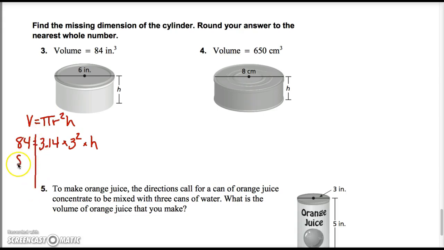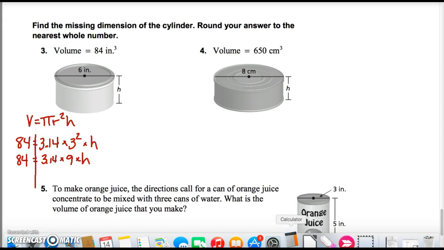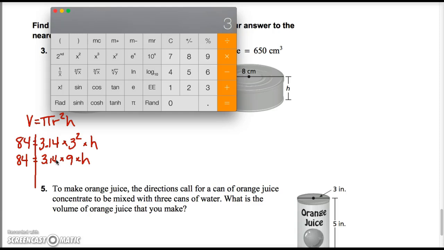Okay, and then you solve this like you would a regular equation. So 3.14 times, well, 3 squared is 9, times the height. And then I need to figure out what 3.14 times 9 is. You get 28.26 times the height, and that has to equal 84. And then to get that height by itself, we need to divide by 28.26. So we have 84 divided by 28.26.